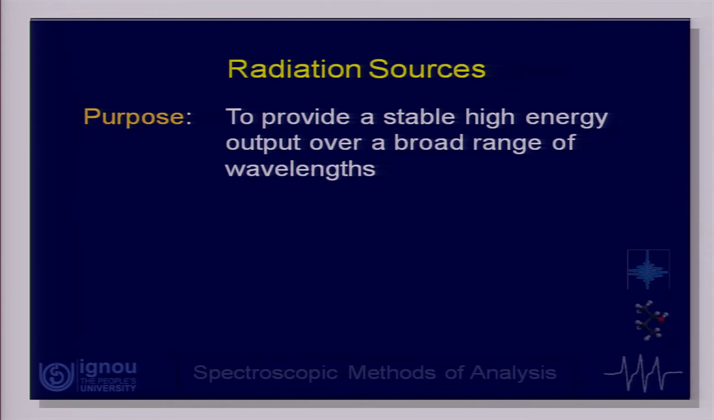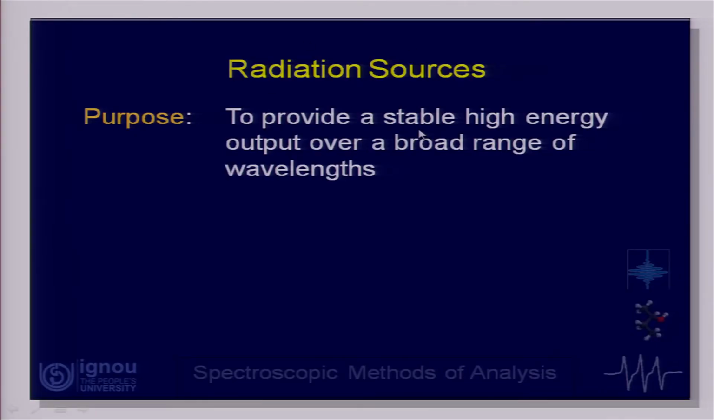Let us begin with the radiation sources. What is the purpose of a radiation source? As I just mentioned, the purpose is to provide a stable high energy output over a broad range of wavelengths. What does it mean? I need a source that provides radiation over a range of wavelengths, and it must give me a stable high energy output. There are two qualifiers for that. Stable means I do not want any fluctuation, because I am going to use this instrument for quantitative determination. If there is a fluctuation, that will hamper my results.